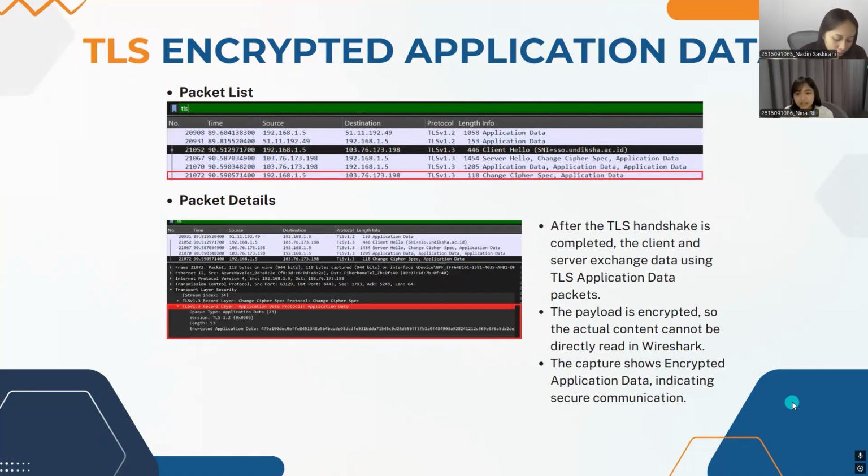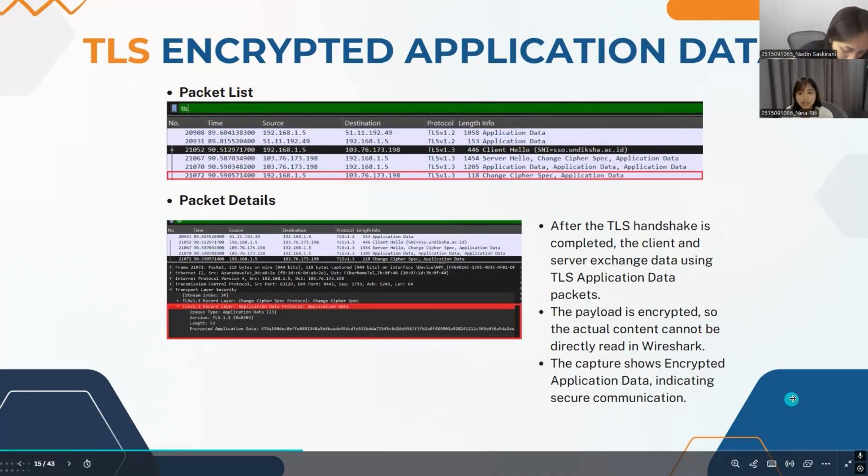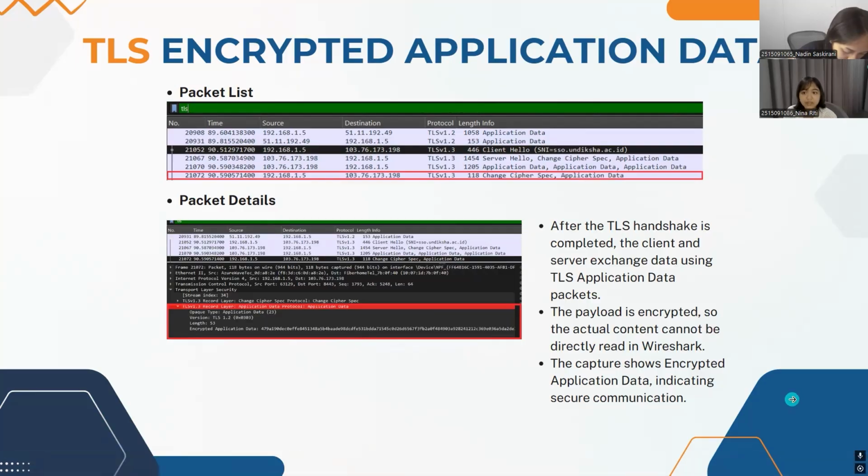After the TLS handshake is complete, the client and server begin exchanging encrypted data. In Wireshark, these packets appear as TLS application data. Because the data is encrypted, the actual content cannot be directly read.